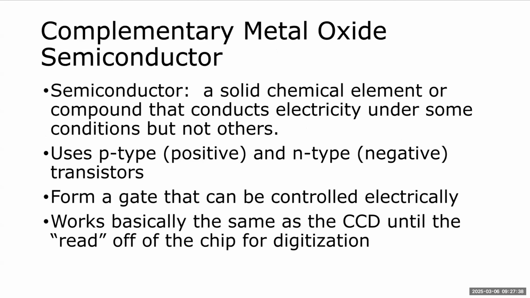And then we have the CMOS, or complementary metal oxide semiconductor type of detector, which uses P-type positive and N-type negative transistors that form a gate that can be controlled electrically. It basically works the same as a CCD until the read off of the chip.